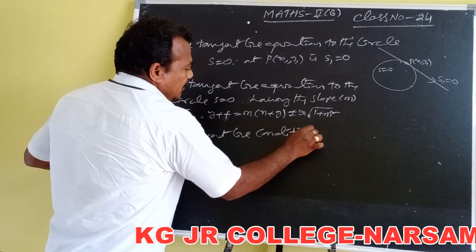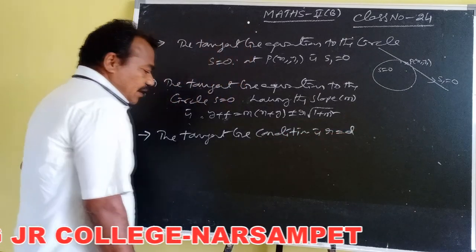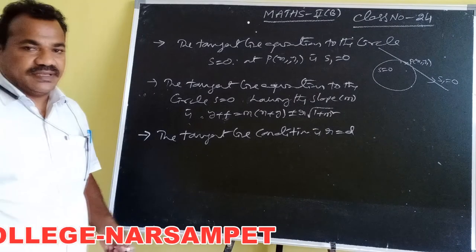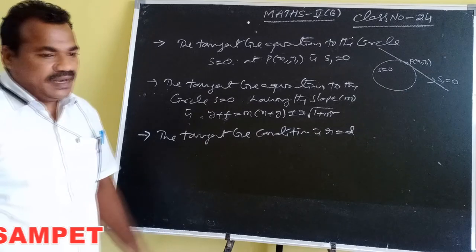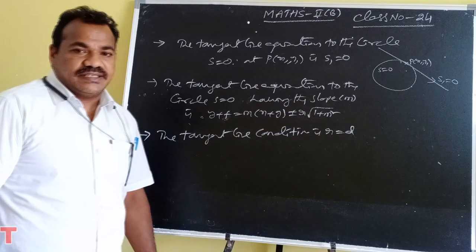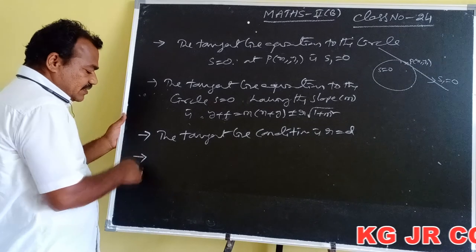Here students, the tangent line condition is r = d. Yes, a line is said to be a tangent to the circle if r = d, where r is the radius of the circle and d is the perpendicular distance from the center of the circle to the line. And students, this is another one.